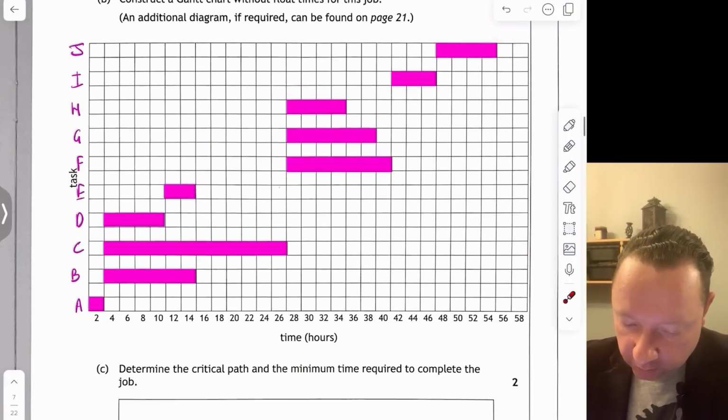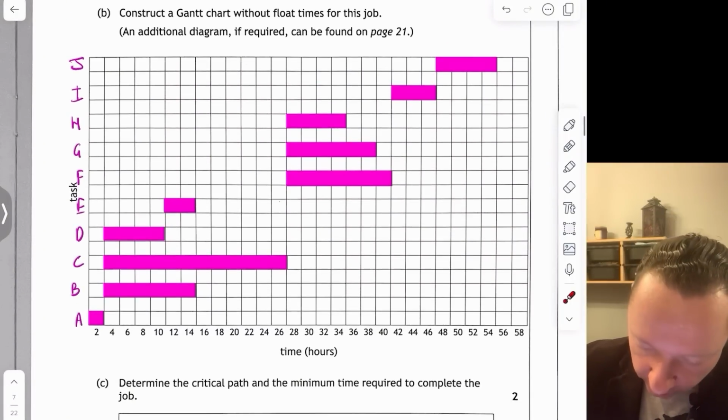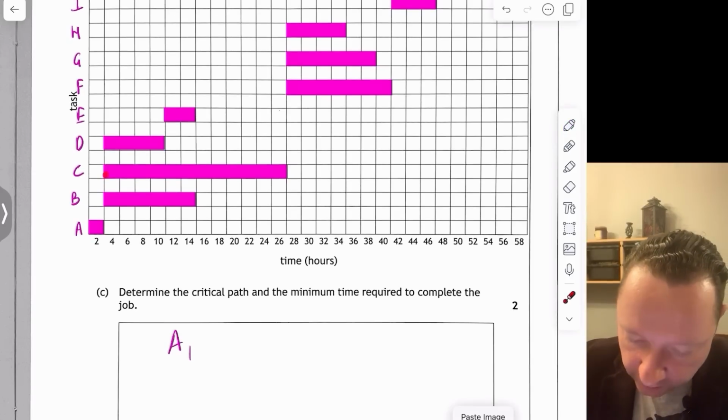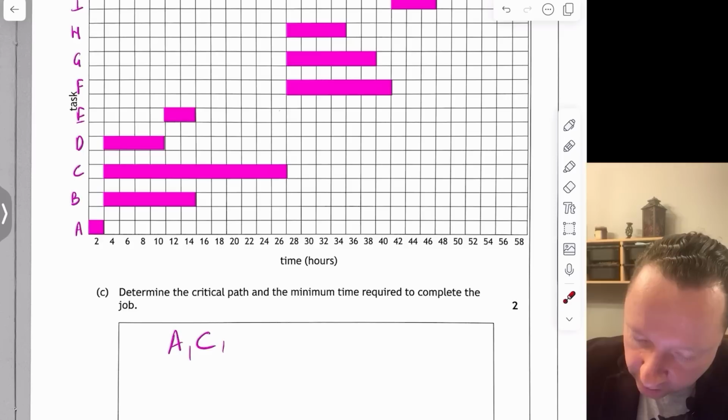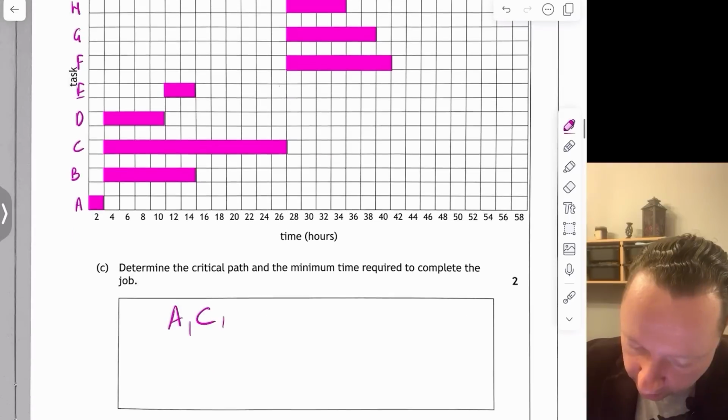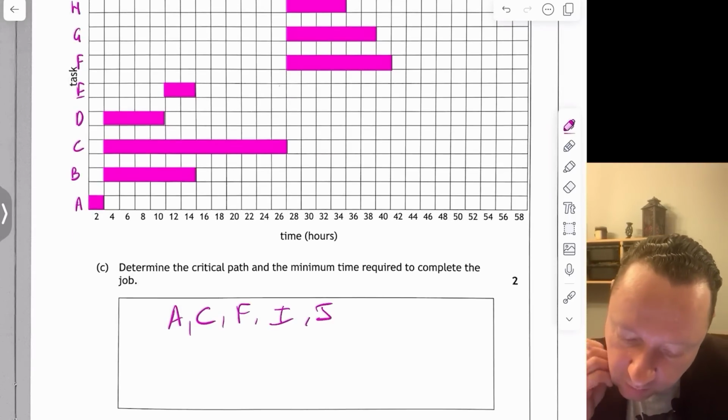Determine the critical path and the minimum time to complete the job. Or you can use your Pert chart or the Gantt chart for this. You've got A to start with. Then after A, it's C. Then straight after C, you're going to jump up here and it's going to go to this one, which is F, then I, then J. F, I, and J. A, C, F, I, J.